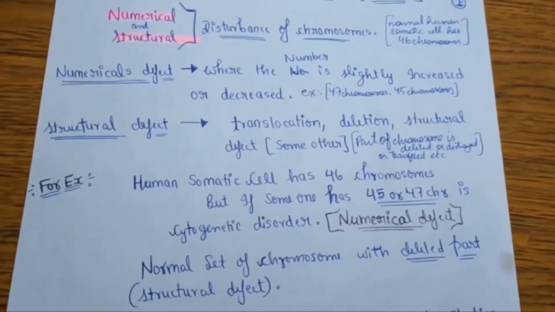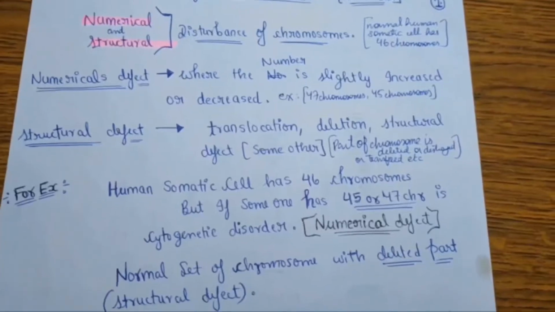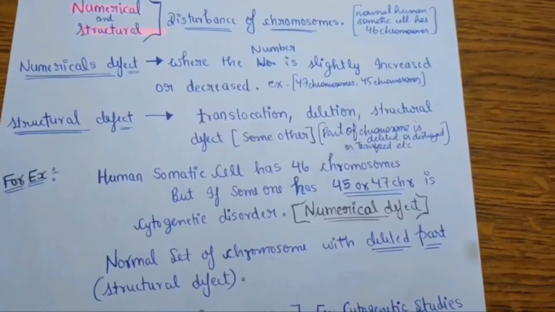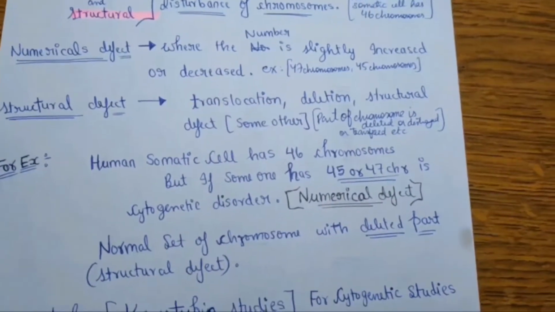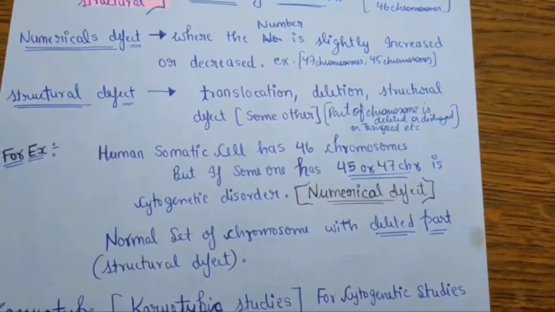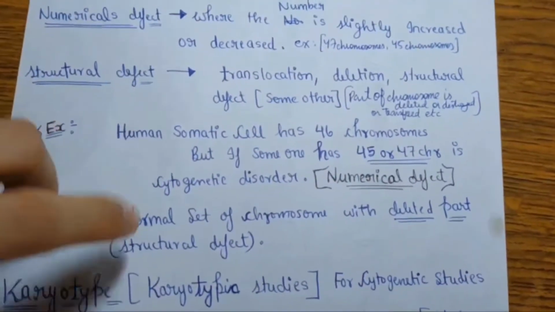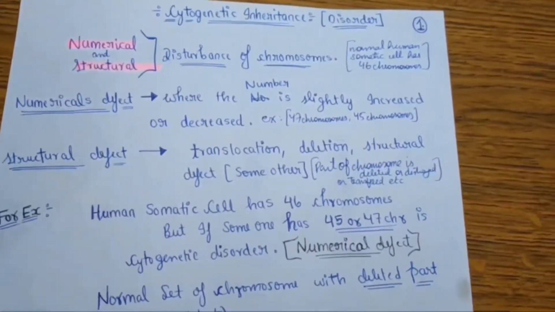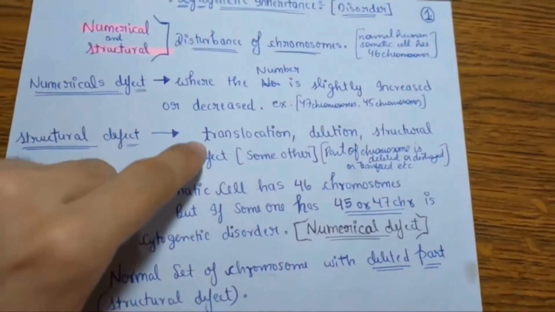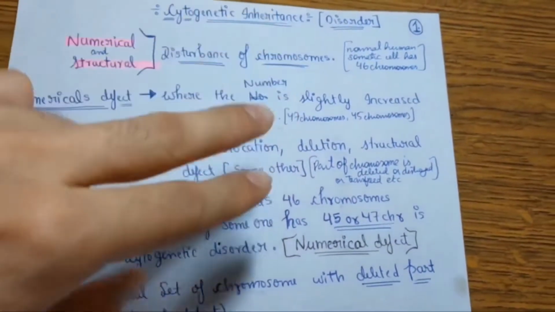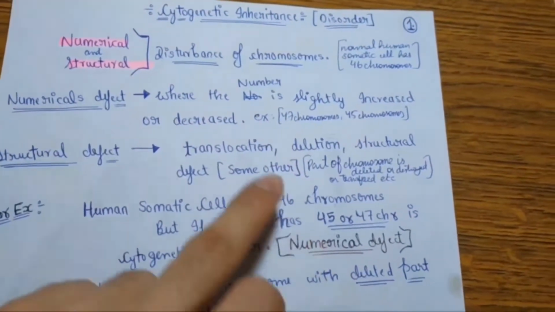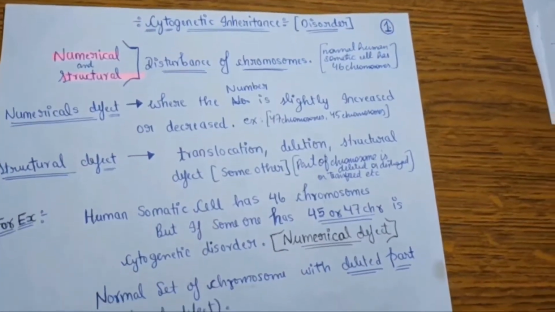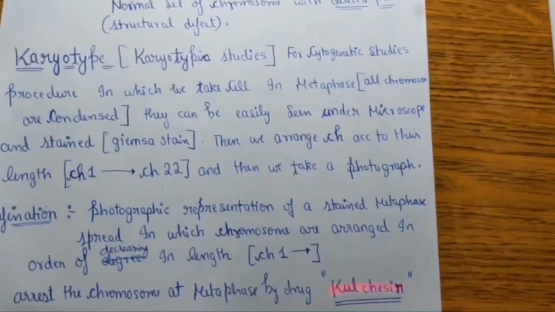And then we also have structural disturbances of chromosomes. For example, someone has the normal set of 46 chromosomes, but in one of his chromosomes some part is deleted. That means there is a structural defect, and this is also included in cytogenetic disorders. Structural defects can be deletion, translocation, that is exchange of material between two chromosomes, and some other structural defects, etc.